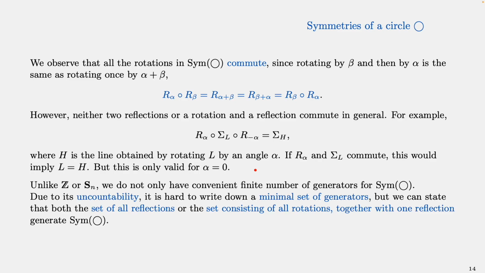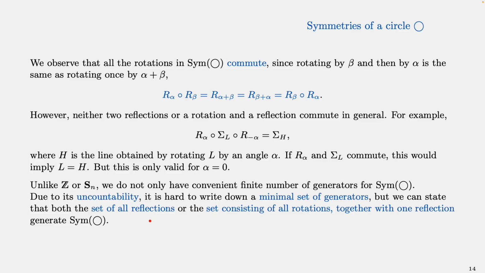Also, when we look for generators of this symmetry set here, recall we had the 1 as the convenient generator for Z, and we had a finite number of generators for the finite set Sn. But we cannot write it down that easily for these symmetries here. And this is due to the uncountability of this set. So if we wanted to write down a minimal set of generators, that would be very difficult. Of course, we could take the whole set itself as generators, but that would be a bit silly because it wouldn't give us any interesting information.